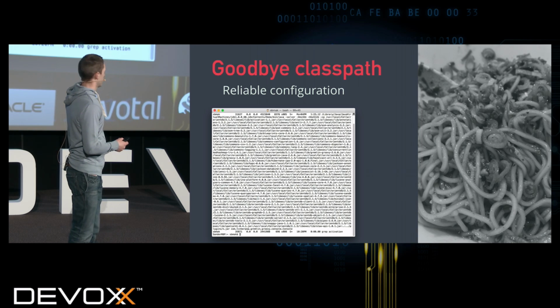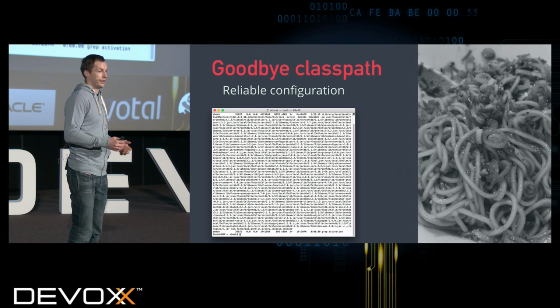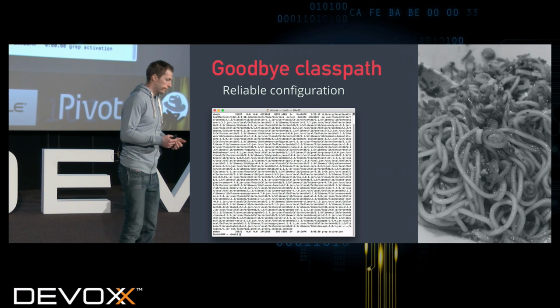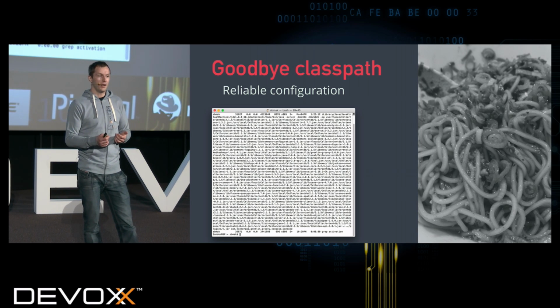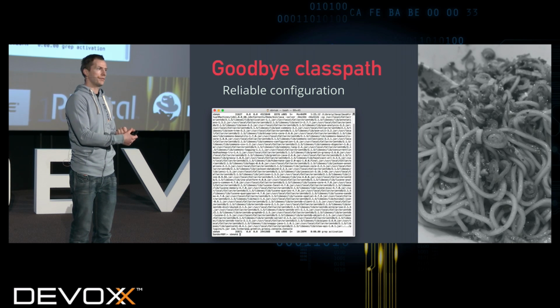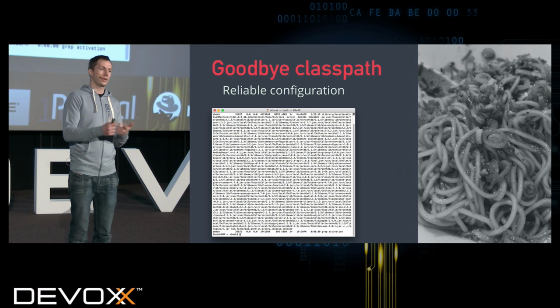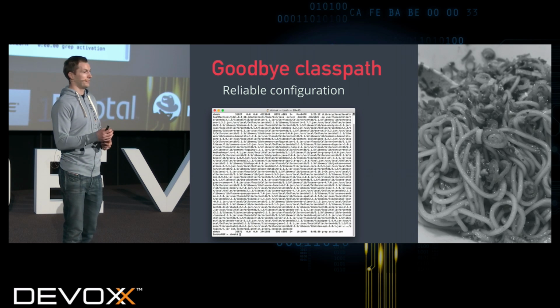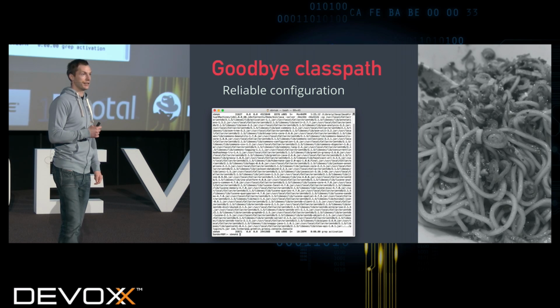Looking at a class path like this, and this is not even a very exciting one, it's pretty much impossible to say, first of all, what this thing is doing, but it's even harder to say if it's complete. Are we missing any classes? Well, I don't know. Are there any duplicate classes in duplicate versions? I don't know. How do you figure that out on a list like this?